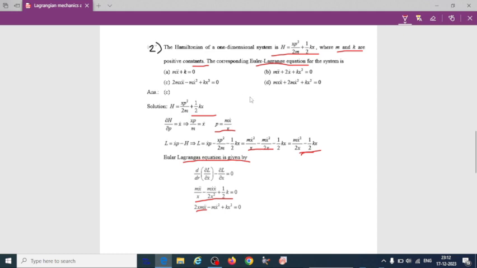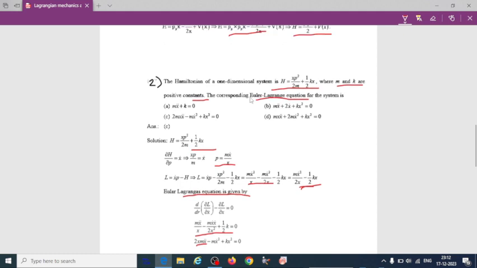So compulsory one question will be from Hamiltonian and Lagrangian. So please try to concentrate on this. So the answer here, the correct option is which one? Option C.